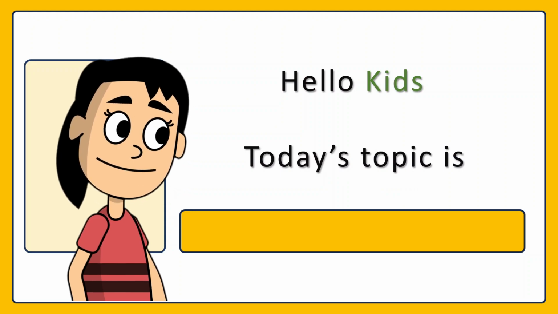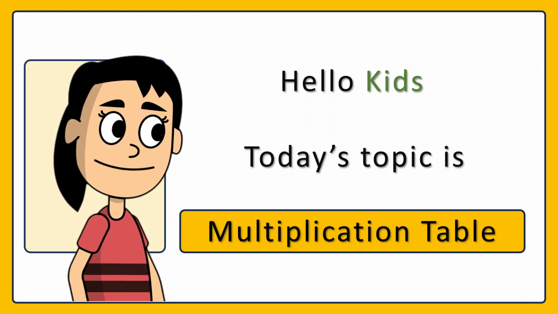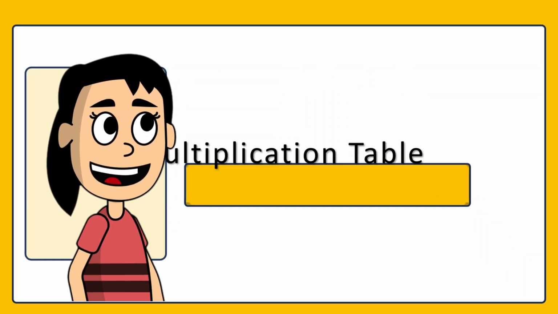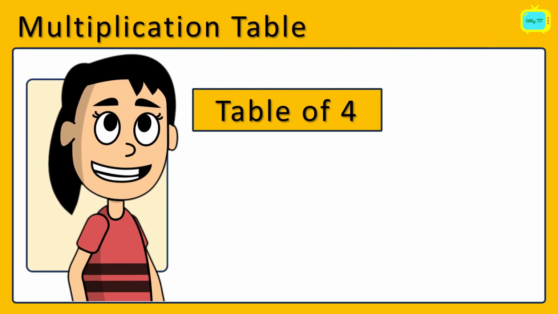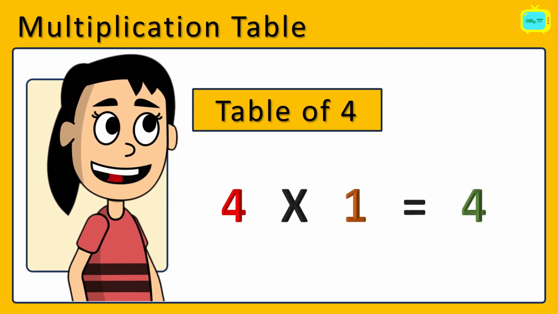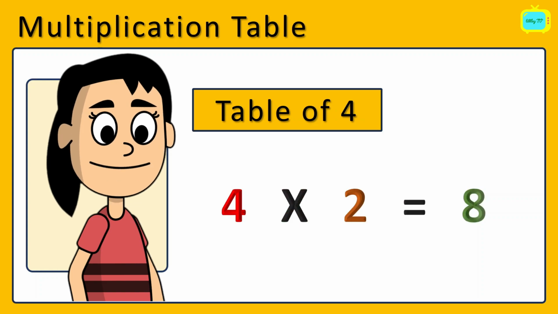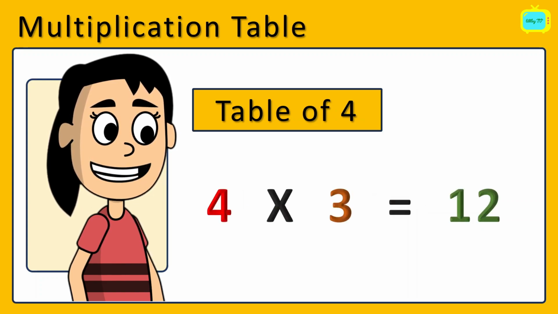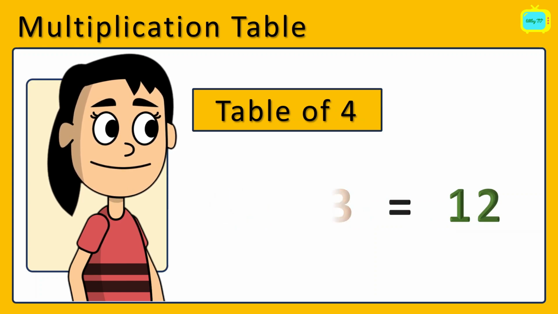So kids, today's topic is multiplication table and today we will learn table of 4. So let's start. 4 1s are 4. 4 2s are 8. 4 3s are 12.